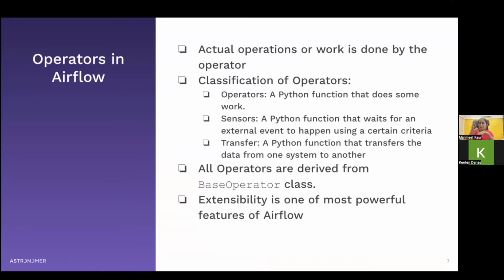Then there is a subtype of operators, which is called sensors. A sensor is where you define a certain criteria, which, when met based on an external event, marks it as failure or success based on the condition. So you define this criteria. Let's take an example for this. For example, I have an S3 hook. There's an external system which needs to send a file to me.